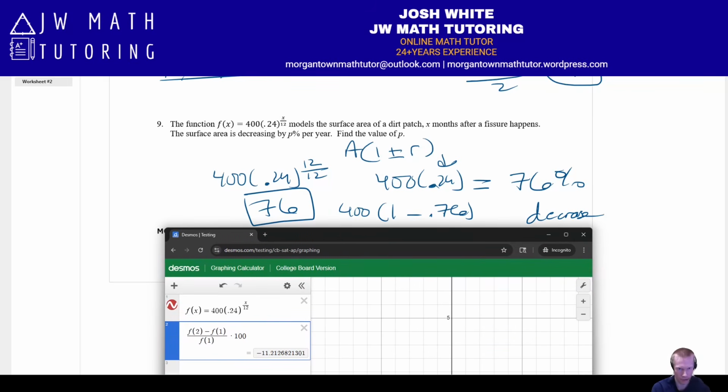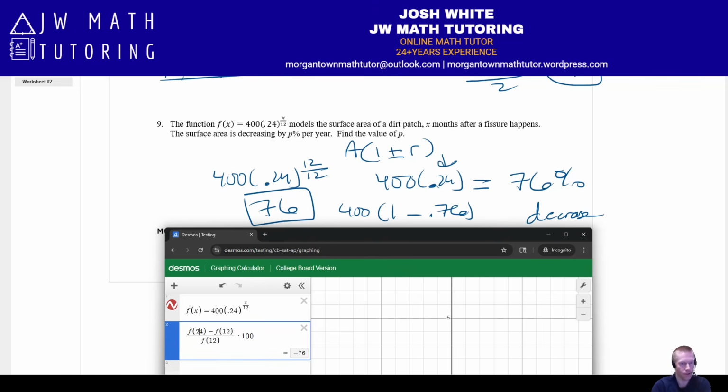What's the issue? The issue is we have to remember that x is the number of months, not years. So for 2 years, I don't plug in 2, I plug in 24, because 2 years is 24 months. And for 1 year, I don't plug in 1, I plug in 12. And I do the same on the bottom. Now, notice what it's showing me. The change from year 1 to year 2 is a 76% decrease. The negative means decrease, and the 76 is the answer to the problem.